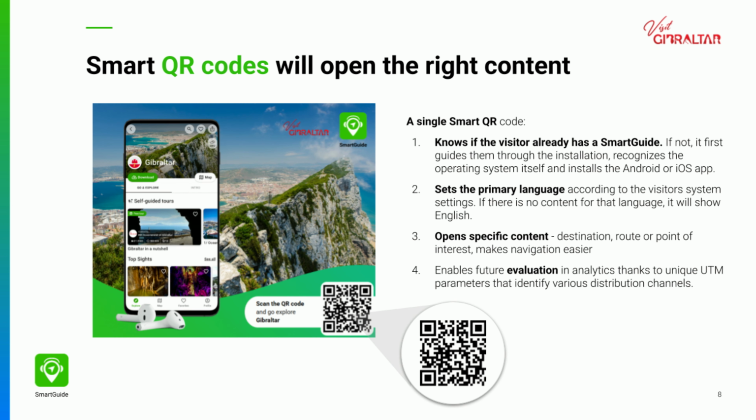You might have noticed that each collateral only has a single QR code. SmartGuide uses smart QR codes that automatically open the right content in the app. It will automatically do so in the visitor's preferred language based on their phone settings, amongst languages you provide. If they don't have SmartGuide installed yet, the same QR code will first determine whether they have Android or iOS, take them through the installation, and then open the right content. So all you need is one QR code on each collateral, but we can provide you with a different QR code for each collateral type so that you can track the sources and analytics.